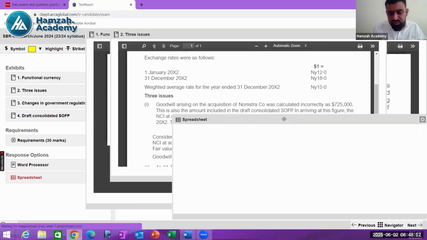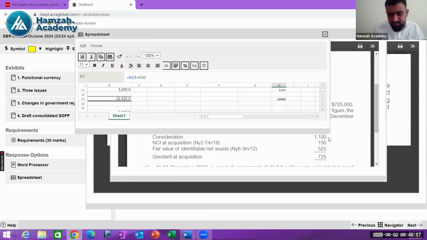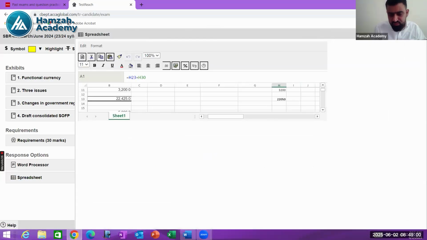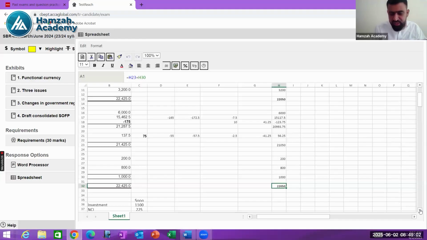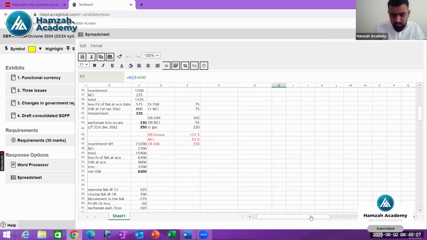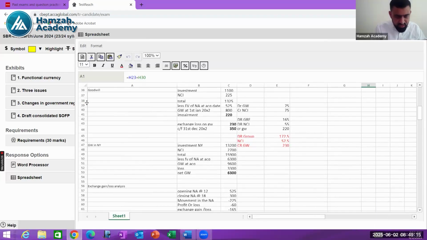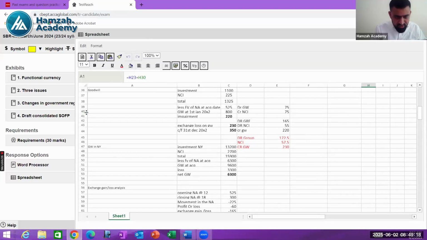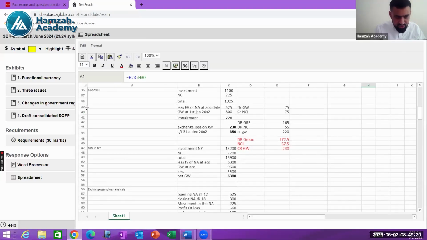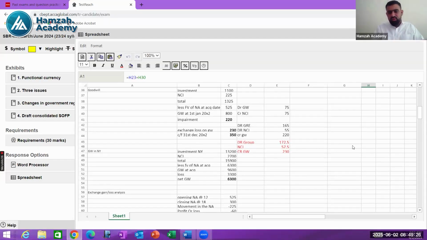Now, for calculation purposes, we will utilize the spreadsheet in which a pre-populated balance sheet is already given to us. And I have already done some calculations, and now I will explain the explanation.